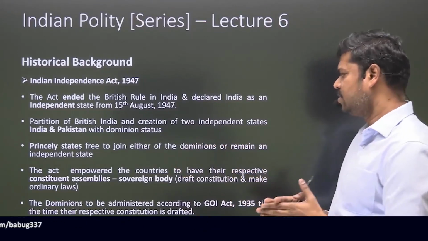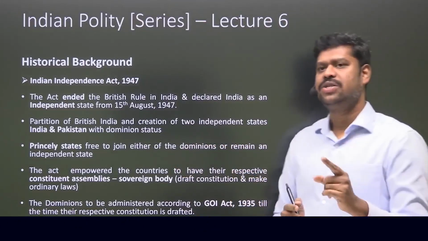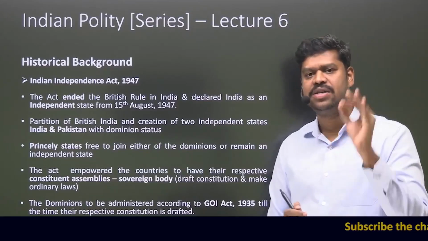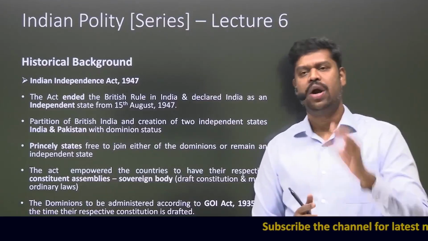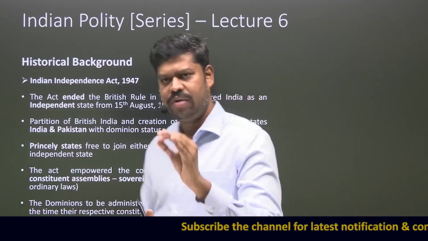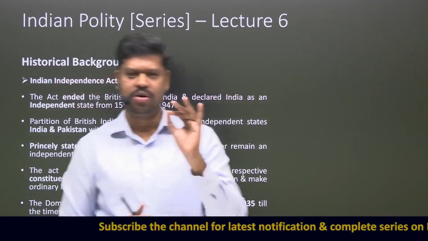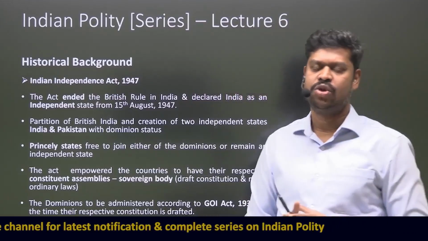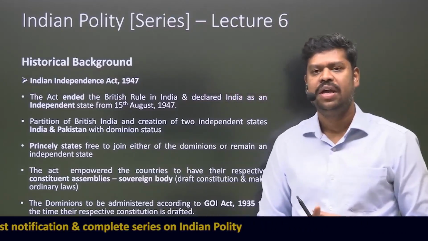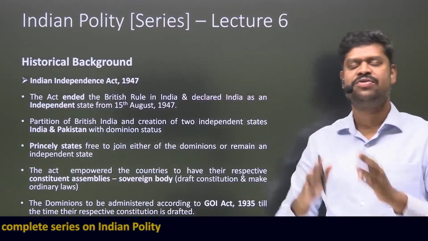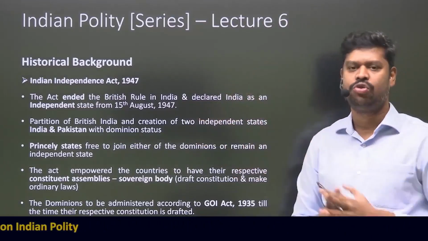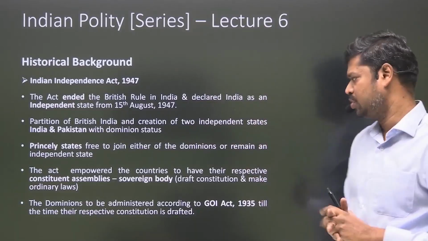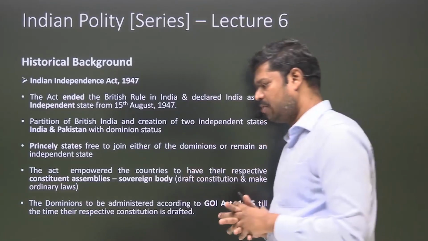And apart from this, the Indian Independence Act, as I already said, made the Constituent Assembly of India a sovereign body. To what extent is it a sovereign body? Sovereign body means it's a complete authority or a supreme authority. It made the Constituent Assembly of India a sovereign body to the extent that the Constituent Assembly of India is free to draft its own constitution as it wishes, based on which India would be governed in the future. And to that extent, it was a sovereign body.